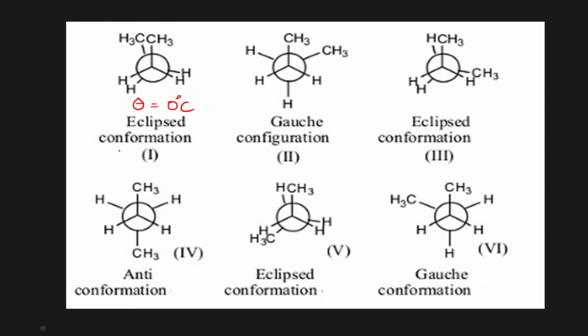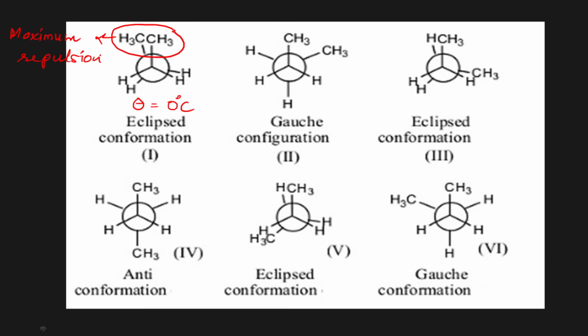This is the most unstable conformation of all the conformations which we are going to study. The reason being that the two bulkier groups, or the same groups, are closer to each other, thereby causing maximum repulsion. These are going to cause maximum repulsion, as a result of which their potential energy is going to be higher, and therefore this is the most unstable form.